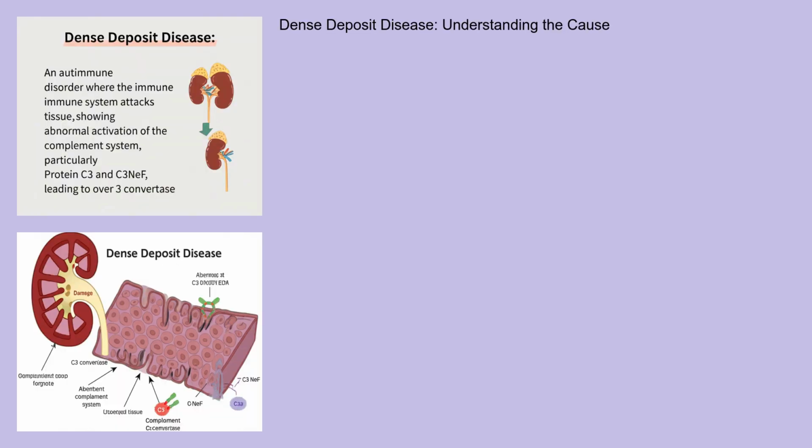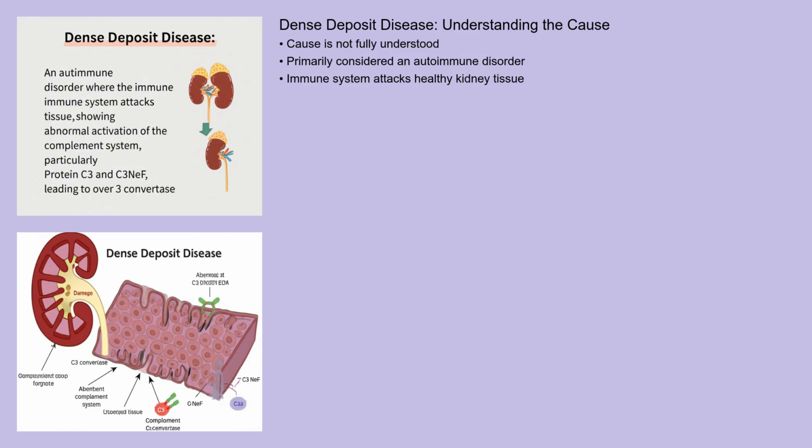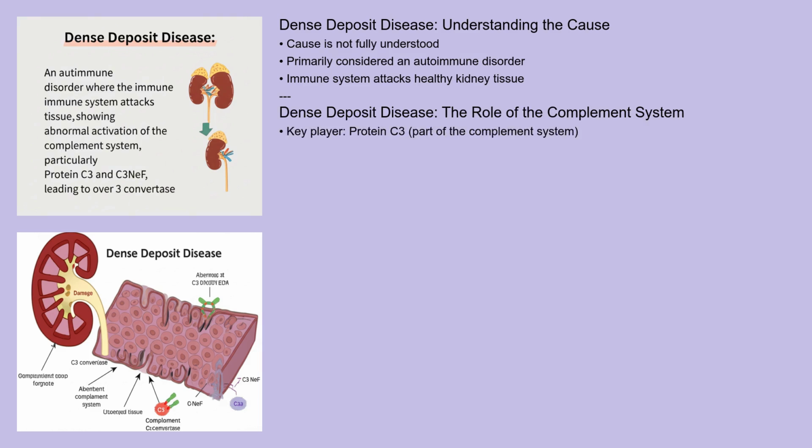The exact cause of dense deposit disease remains somewhat of a mystery, but it's primarily considered an autoimmune disorder. This means the body's immune system mistakenly attacks its own healthy tissues, in this case, the kidneys. A key player is a protein called C3, a component of the complement system, a vital part of the immune system responsible for fighting off infections.